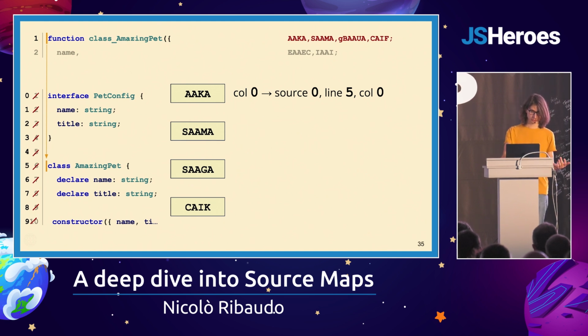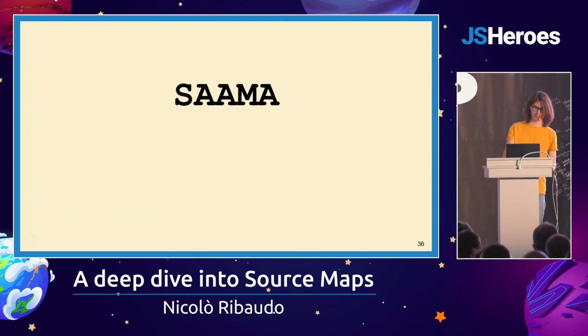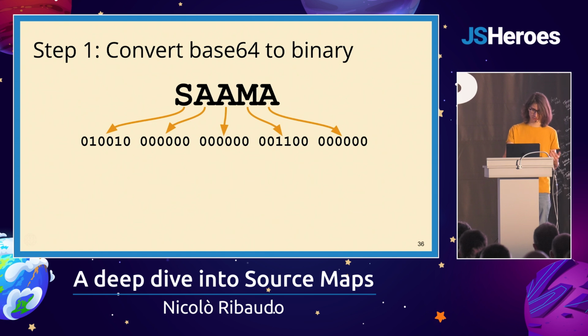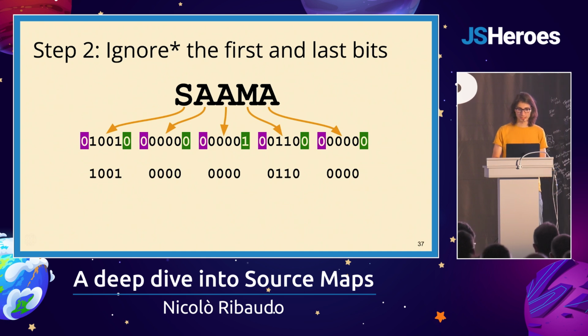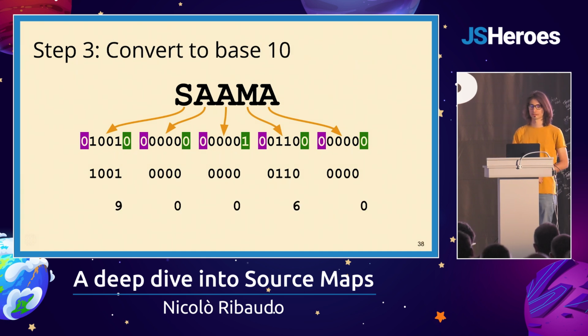And we can go on. So we have Sama, and I know that it's difficult to follow exactly how these bits are moving. That's why we're actually going to do it a couple of times just to get used to it. So step 1, convert base64 to binary, again following the table. If you want to try yourself, just Google for base64 alphabet and you will find the table as the first result. We ignore the first and last bits. We convert to base 10, so Sama means 90060.